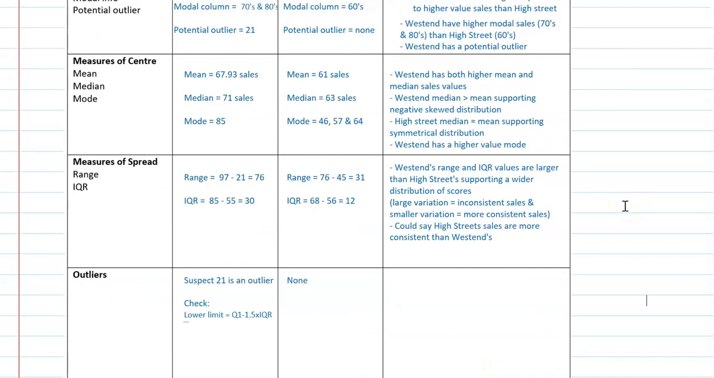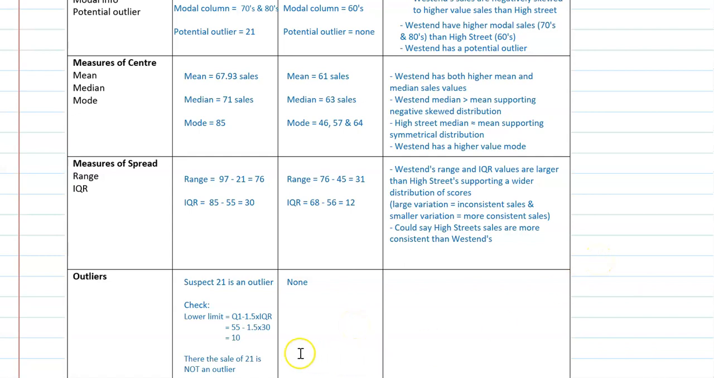Finally, in terms of data analysis, we're just addressing the outlier. So we suspected in West End that 21 was an outlier, and we need to check that using the lower limit. So remember that's going to be the Q1 minus 1.5 times the IQR. When I put those numbers in, I get a lower limit of 10. So because 21 is above that, it means that it's not an outlier because it fits within the acceptable limits.